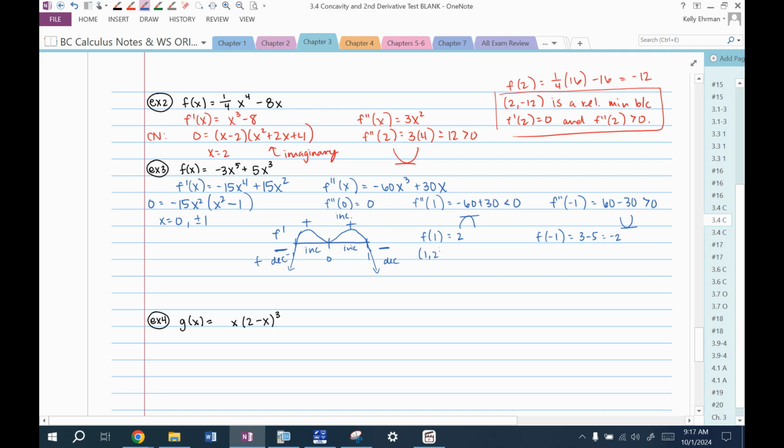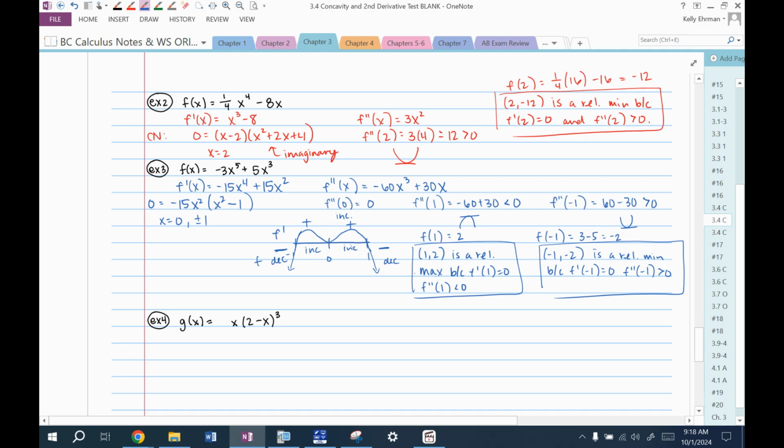So the point (1, 2) is a relative max because f prime of 1 equals 0 and f double prime of 1 was less than 0. And then the point (negative 1, negative 2) is a relative min because f prime of negative 1 is equal to 0 and f double prime of negative 1 is greater than 0. And there is no point of inflection, there is no relative extrema at 0 because f prime did not change signs.